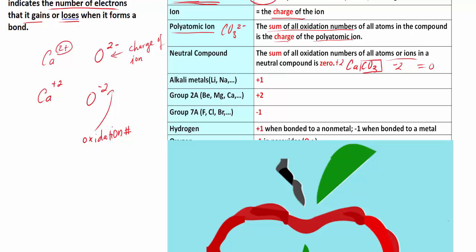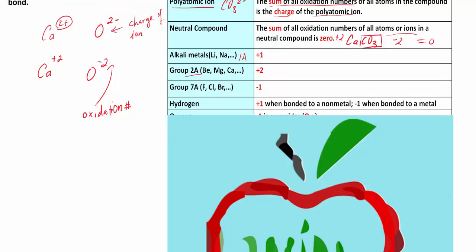Now what about alkali metals? Alkali metals are in group 1A, remember, except for hydrogen. And just like the ions, they lose 1 electron. In this case, an alkali metal has an oxidation number of +1, indicating it will lose 1 electron in a chemical bond. Then group 2A, which is the alkaline earth metals, has +2, which indicates that it will lose 2 electrons when it makes a bond with another substance.